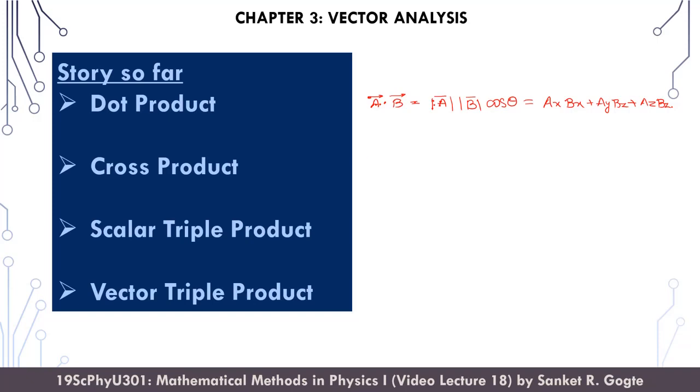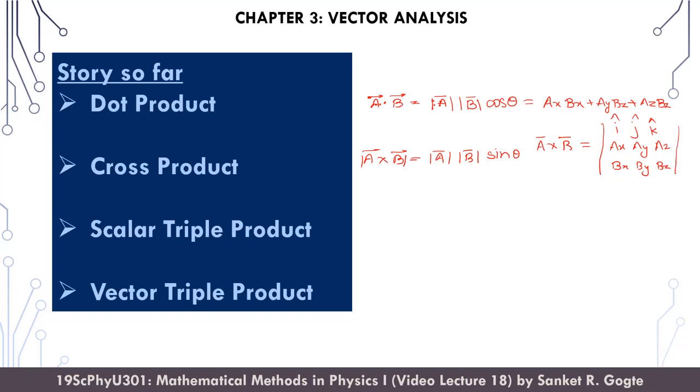Cross product of two vectors is a vector quantity. It is written like this: A cross B, where its magnitude is equal to mod A mod B into sine theta, where theta is the angle between the two vectors. The direction of cross product is obtained by using right hand thumb rule, and it can be calculated by using the components of A and B with this determinant: I J K, AX AY AZ, BX BY BZ.